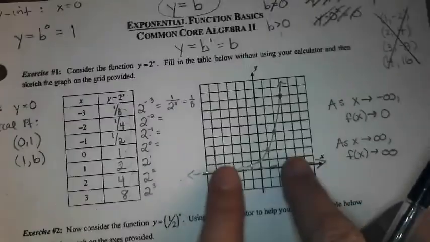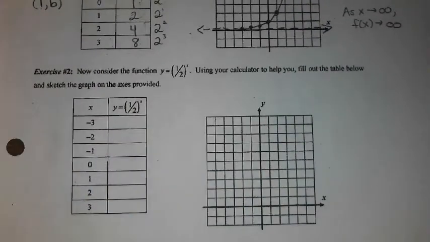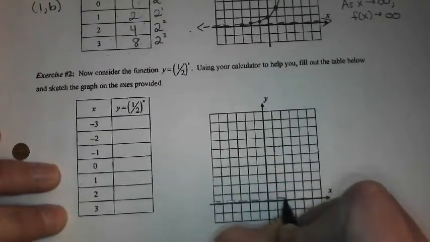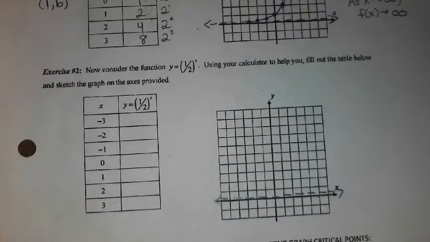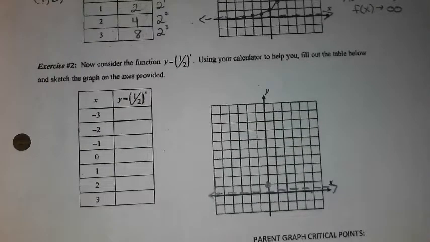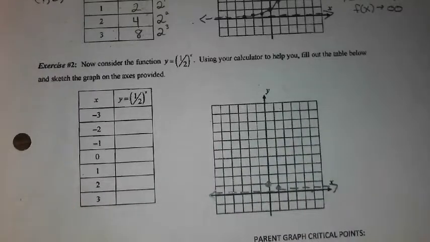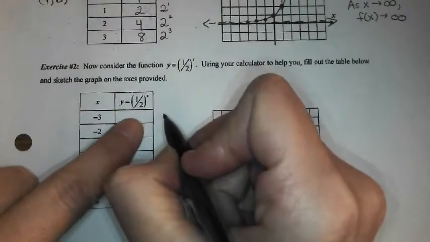All right. So this is the exponential parent graph. I want to look at one where the base is a fraction, so less than 1, and see what happens. So it's still a parent graph, so we should still have an asymptote here. Agreed? We should still have a critical point at 0, 1. And we should still have a critical point at 1, comma b. What's our b in this case? 1, comma 1/2. For the rest of our points, we're going to do our table of values.